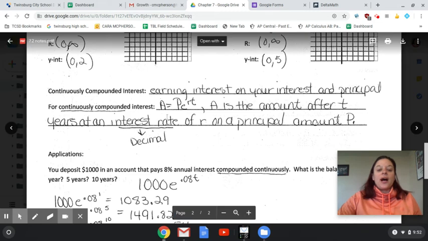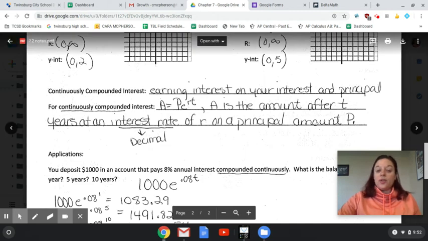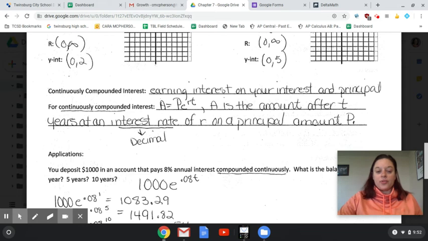The formula, a lot of people call it the A-P-E-R-T formula because that's what it looks like. It says A equals P e to the power of R times T. A is going to be your final answer, the amount that you're going to have after a certain number of years. Your interest rate is still your R and it has to be written as a decimal. Your T is still time, and your P is called principal, which is the amount you invest. It is still that initial amount.